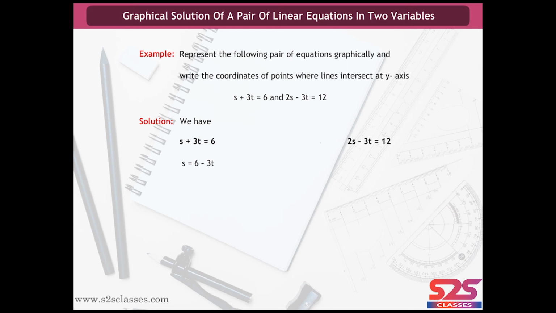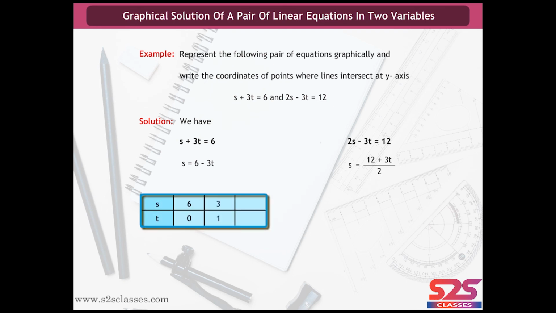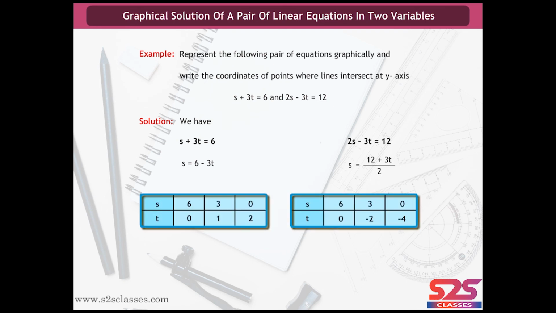Now look at equation number 2 and do the same process as we have done with equation 1. So s is equal to (12 plus 3t) divided by 2. Now take different values of t and get the corresponding values of s as shown. We get the solution table for both the equations.